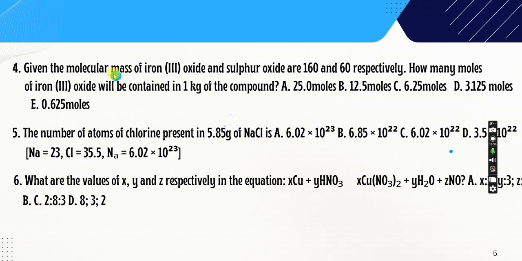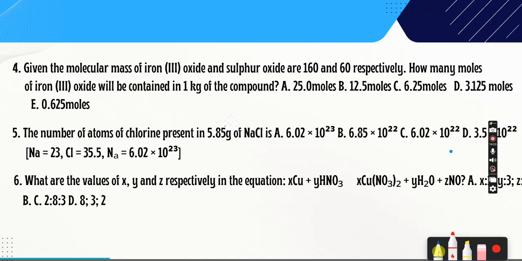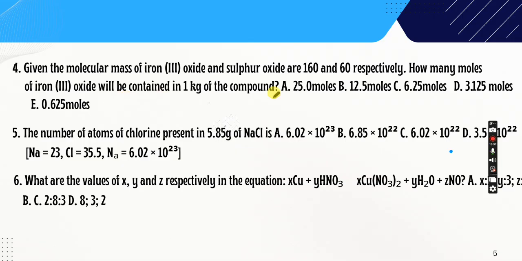We are given that the molar mass of iron(III) oxide and sulfur(IV) oxide are 160 and 60 respectively. How many moles of iron(III) oxide will be contained in 1 kilogram of the compound? Okay. They are asking us for the number of moles. So the first thing we need to do is recall the formula for the number of moles, because the question is asking how many moles.